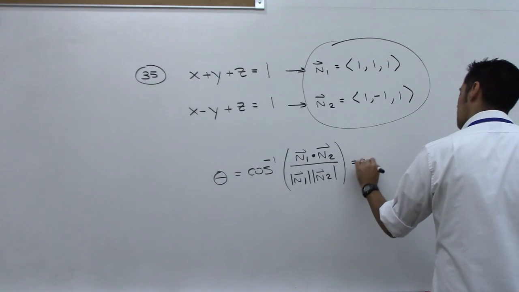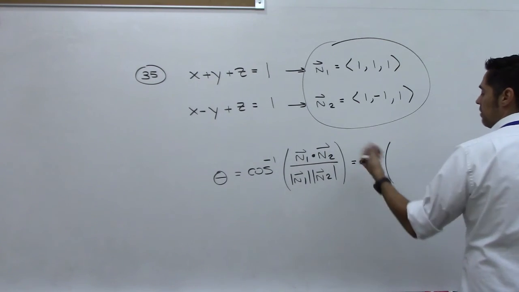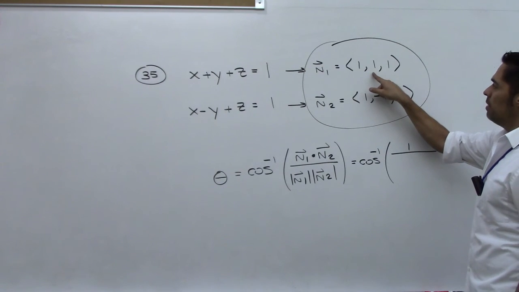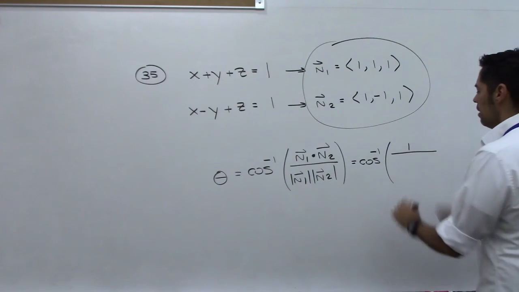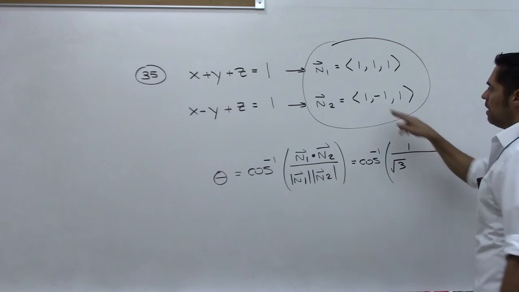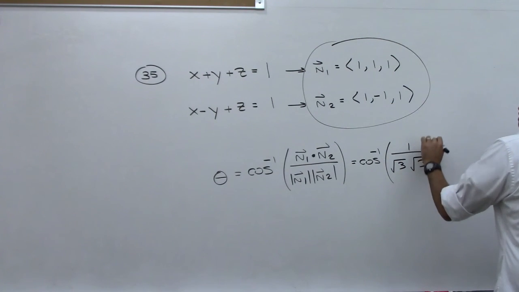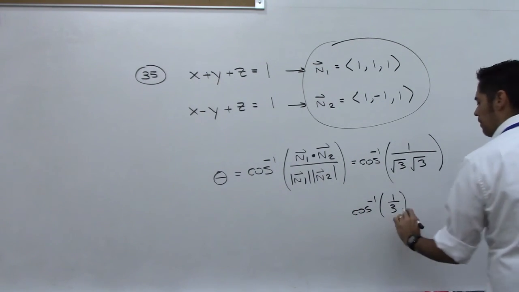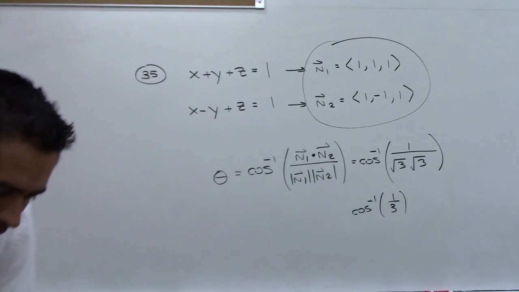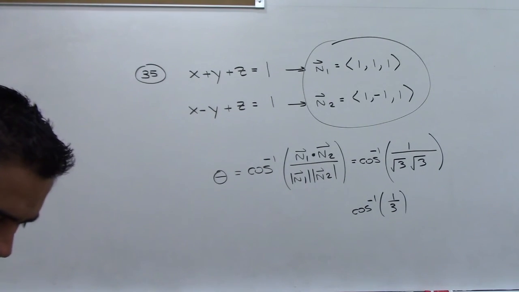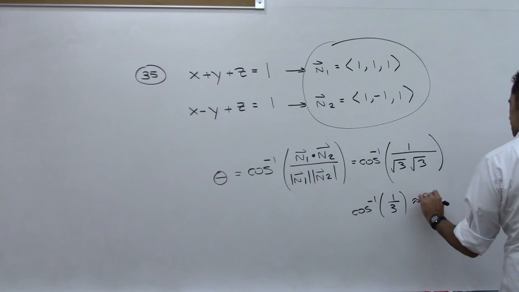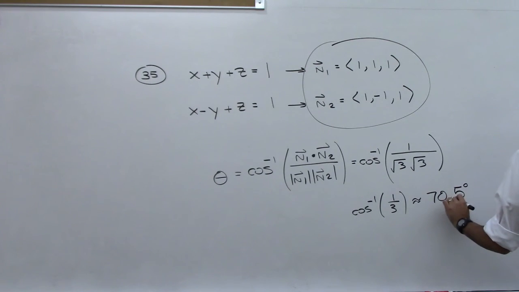So this is going to be cosine inverse of the dot product of the two, which we did just a second ago, is 1. The length of n1, where you do the square root of each of these squared, you'll get root 3. And then the length of this one is also root 3. So you get arc cosine of 1/3, which, I don't have my calculator with me, is about 70.5 degrees. That is the angle between the two planes.